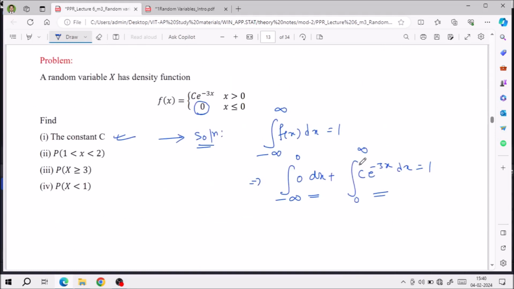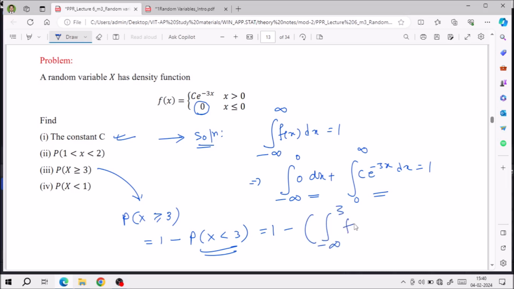Now the second part for this question, probability of x greater than or equal to 3. Again, you can use the concept of complement. Probability of x less than 3 you need to find. So how to get this? 1 minus probability of this one. How to find it? Just pause the video and try it. So what you have is minus infinity to 3 of f x dx. Then you can break the integration into minus infinity to 0 and 0 to 3. Then use the proper function, plug in the value for c, and then try it.